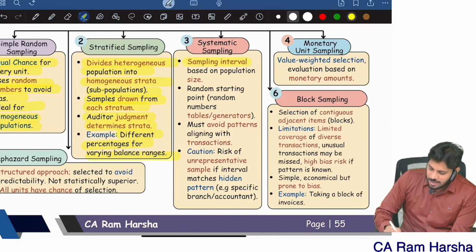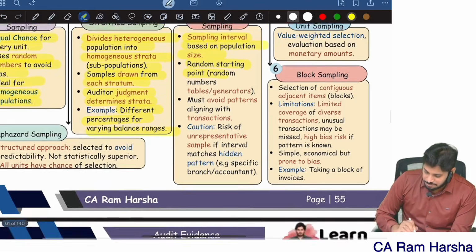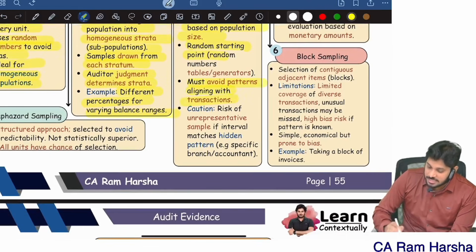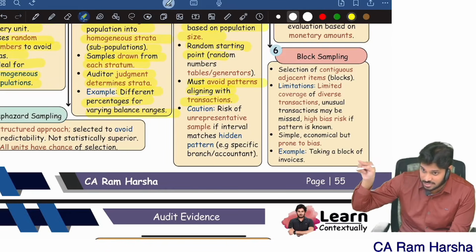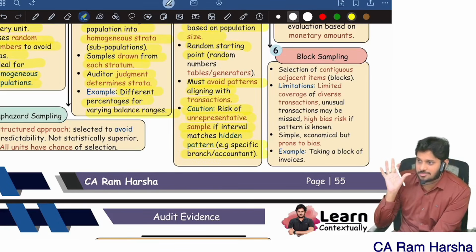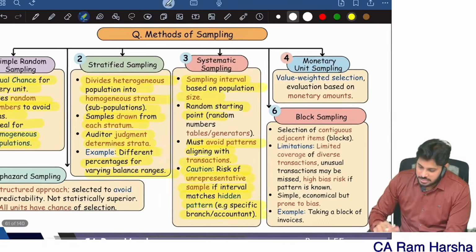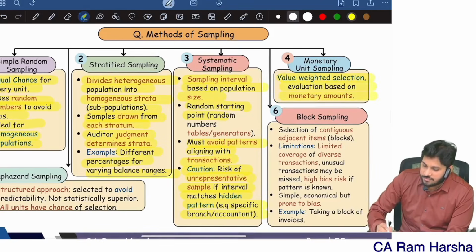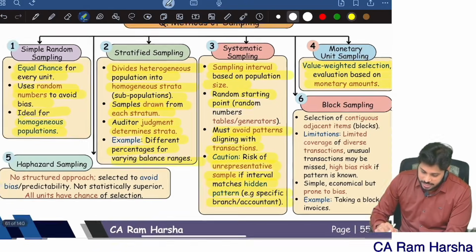Systematic: sampling interval based on population size. Starting point will be random. Must avoid patterns aligning with some set of transactions, remember. And caution, risk of unrepresentative sample if the interval matches some hidden pattern, that's a risk here. Next, monetary, value weighted selection, where evaluation is completely based on monetary amounts.